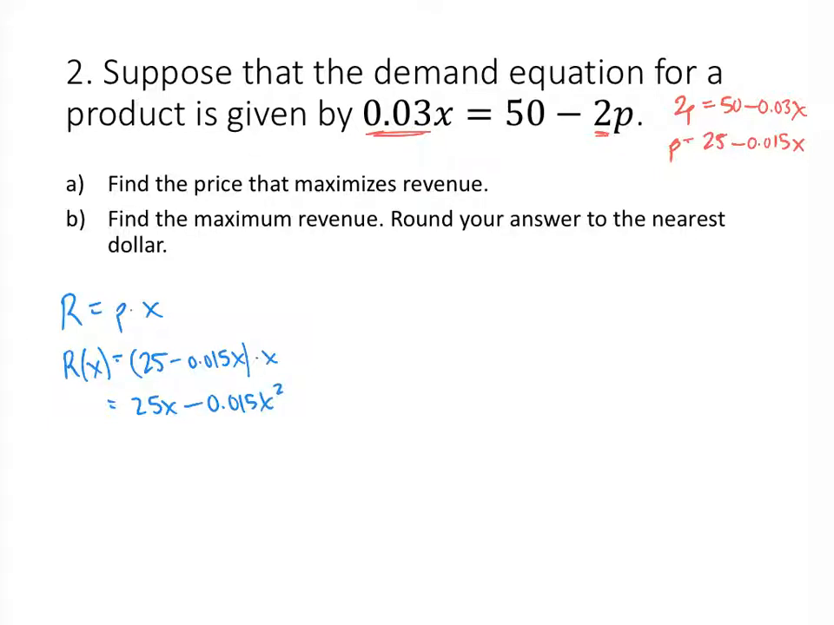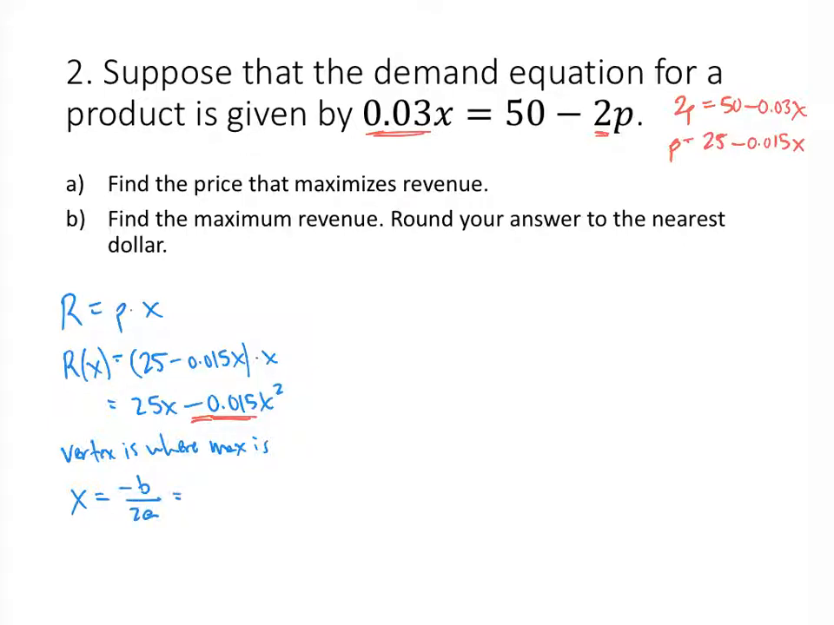Now we want to maximize the revenue, and so similarly to what we just did in the previous problem, we're looking for the vertex. So the vertex is where we get the maximum. Because the coefficient of x squared is negative, that means it's going to be an upside-down parabola, and the vertex is going to be where I have a maximum. So that's going to be where x equals negative b divided by 2a.